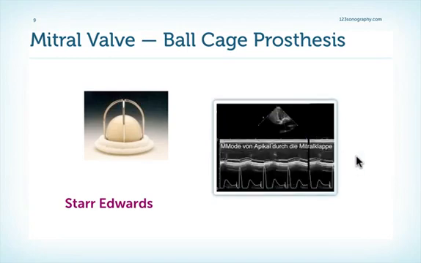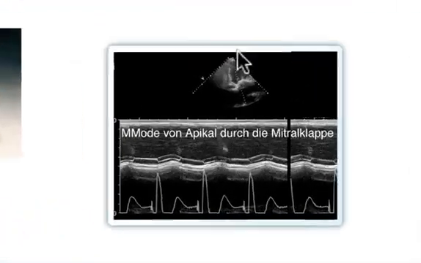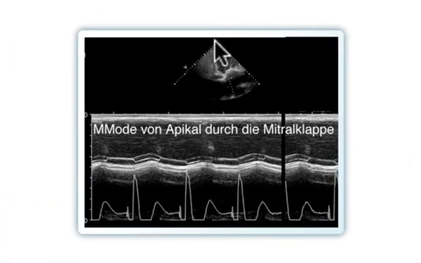Probably the best way of assessing the opening and closing motion of such ball cage valves is with the help of M-mode. You just put the M-mode ray from the apical position right through the valve, and then with the help of the ECG you can delineate systole and diastole. So this would be systole, and this here is very nicely visible, the opening position of the ball, while this here is the closing position or the closed position of the ball. So you can see it move back and forth very nicely throughout the cardiac cycle.